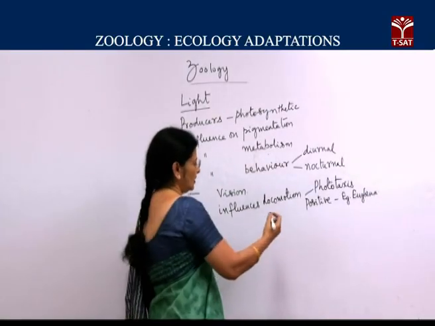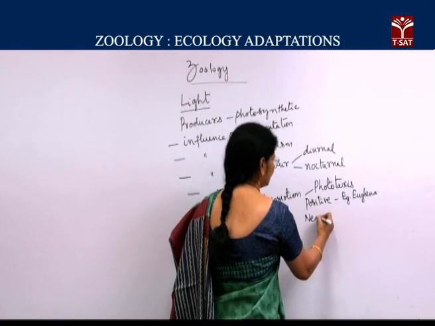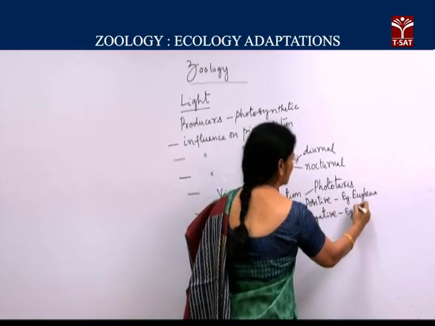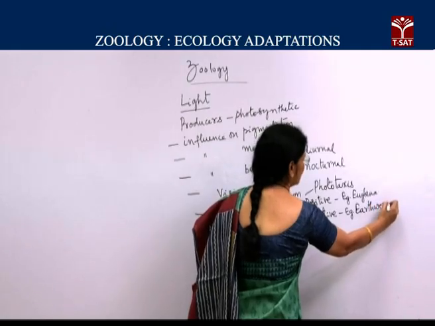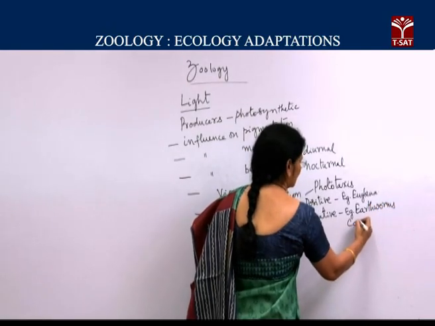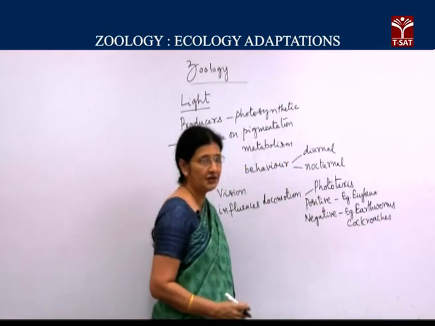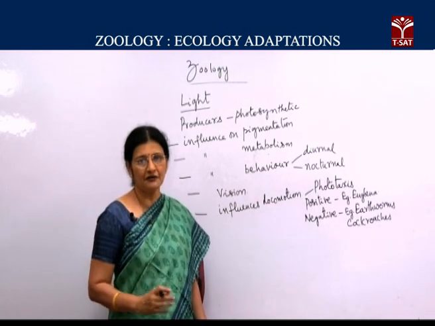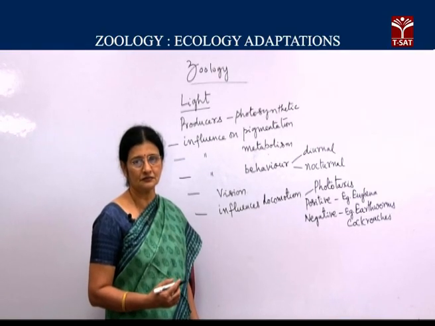And there are some organisms which move away from the light, that is negative phototaxis. Example, earthworms, cockroaches, these are all nocturnal animals. So, naturally they do not prefer light, they move away from the source of light. So, it is called negative phototaxis.